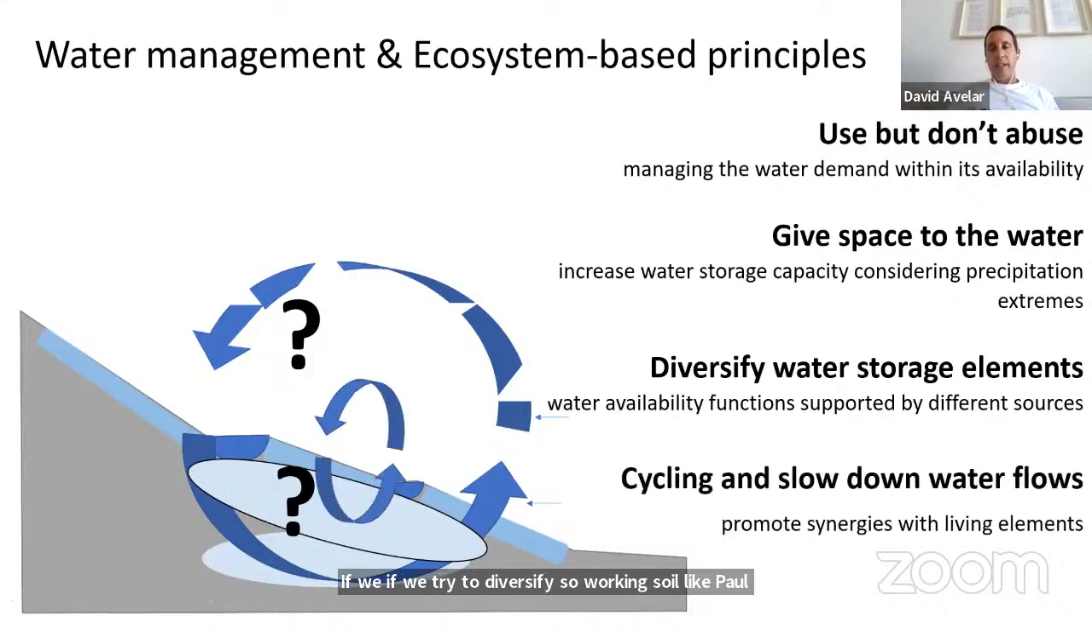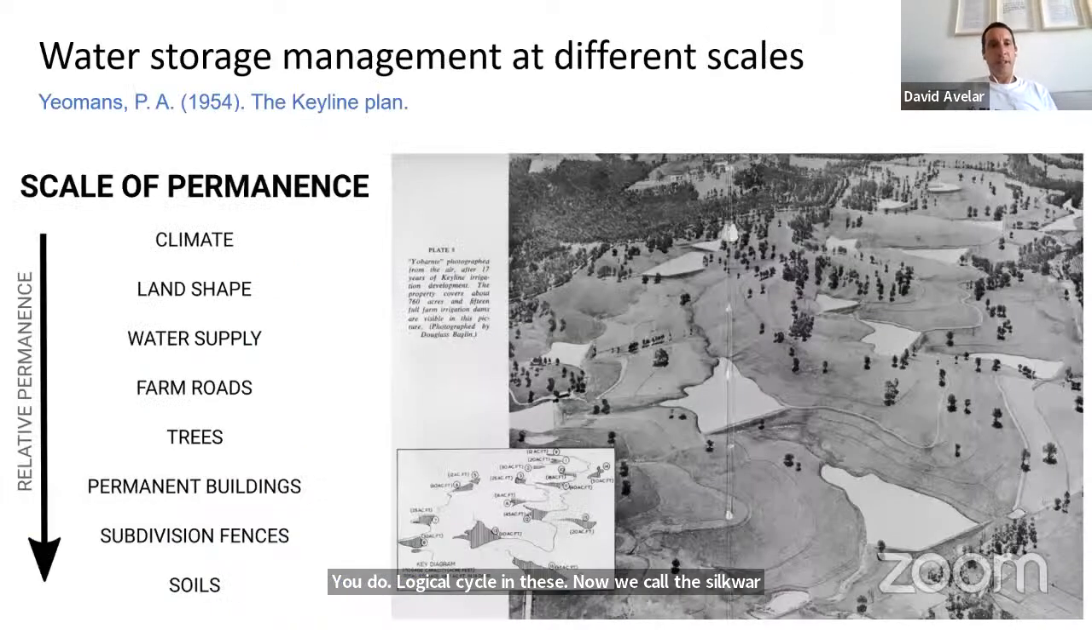And the last one: cycling and slow down water flows. I would say that it's the most interesting. Promote synergies with living elements. We know that there's a large hydrological cycle, but we can create smaller but faster hydrological cycles, in what we now call the circular economy. The same pattern applied to our farm. Let's see some examples, and it makes my work easier because Paul already showed some.